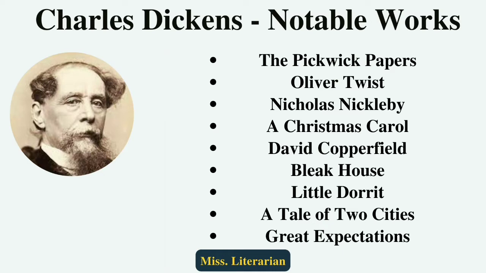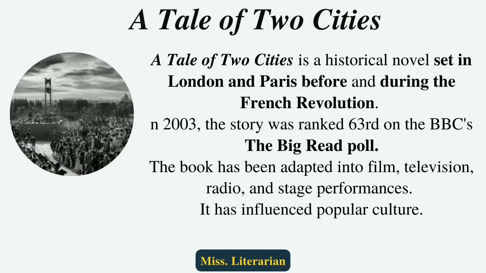Let us see an overview of the novel A Tale of Two Cities. This is a historical novel published in 1859. This novel is set in London and Paris, before and during the French Revolution. This novel is one of the best-selling novels of all time. In 2003, this novel was ranked 63rd on the BBC's The Big Read poll. The novel was also adapted for film, television, radio, and stage performance, and it continues to influence popular culture.